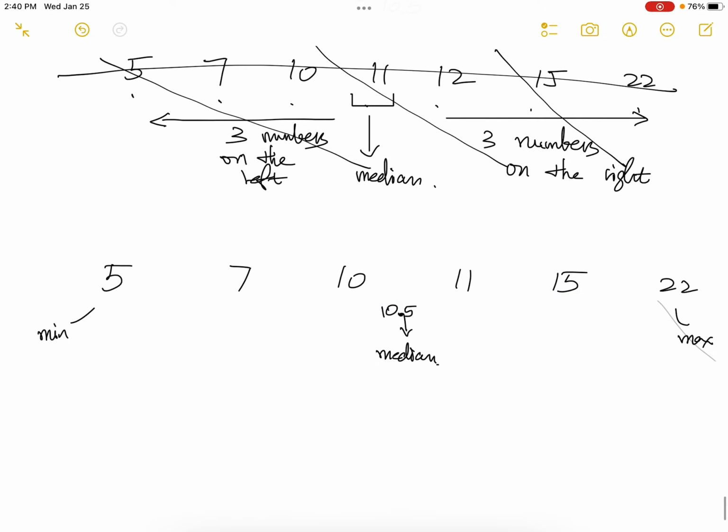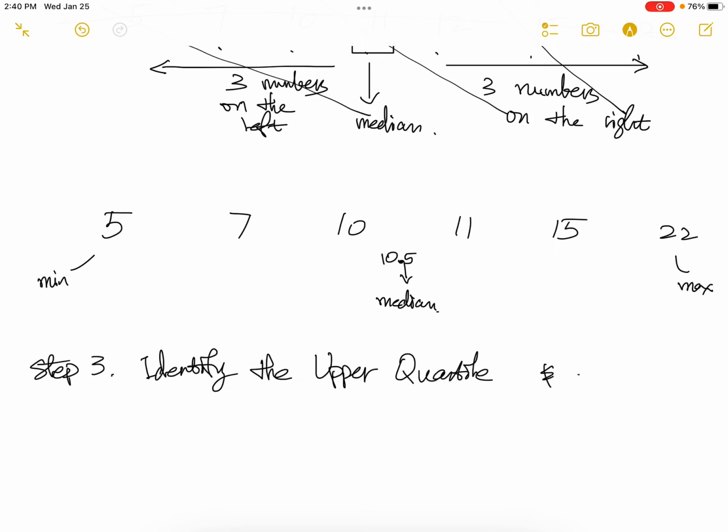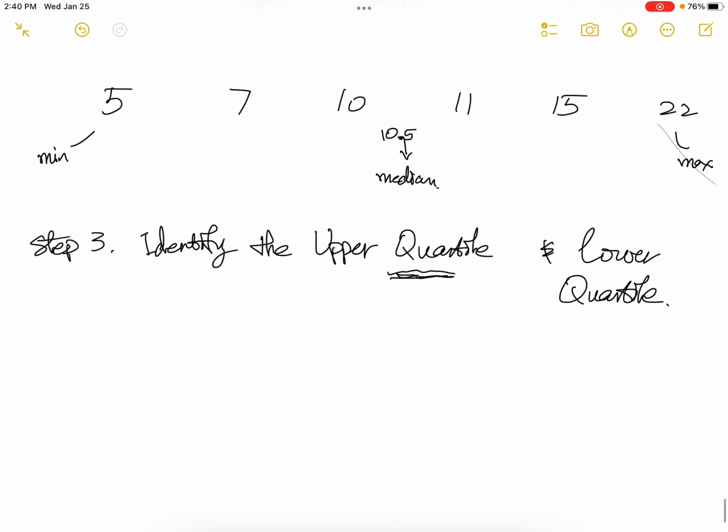So basically now we have step 3, which is the final step. Identify the upper quartile and lower quartile. Okay, and remember here the key thing is quartile. So Q-U-A-R, that's talking about quarters, right? So basically the easiest thing to do here, and I'm just going to write 10.5 here.